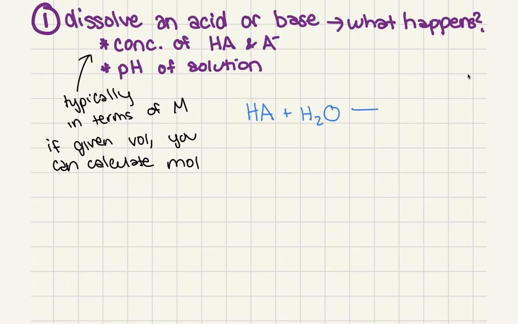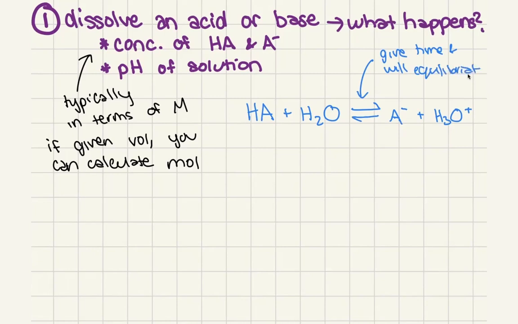Now, some of it's going to deprotonate, and that's going to give us our conjugate base, as well as that proton, which is going to grab onto a water and give us this hydronium ion. And this is going to be a reversible reaction, so it's going to be going back and forth in each direction, and it's going to equilibrate over time.